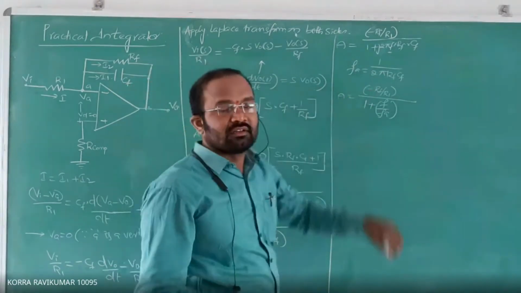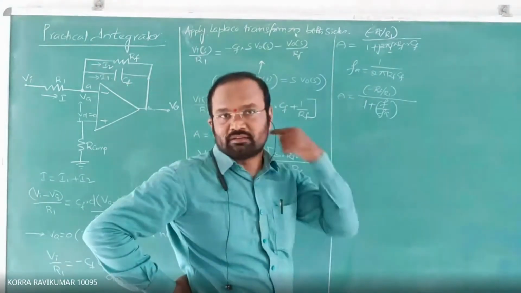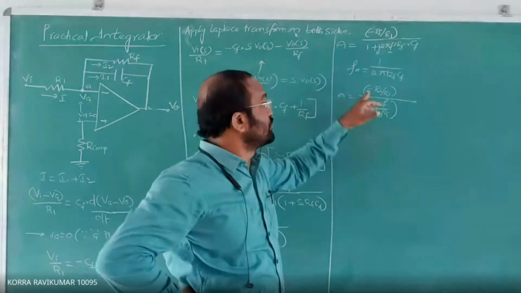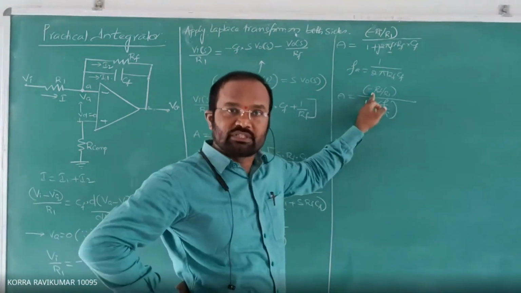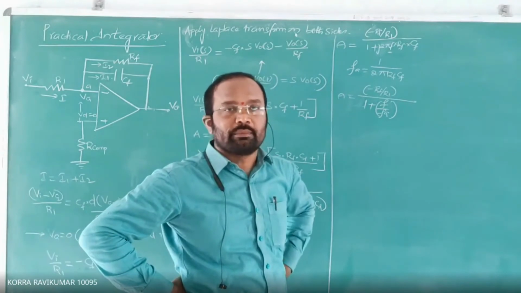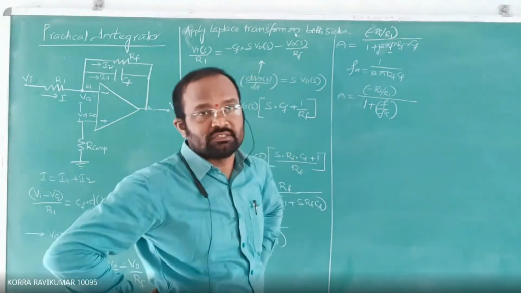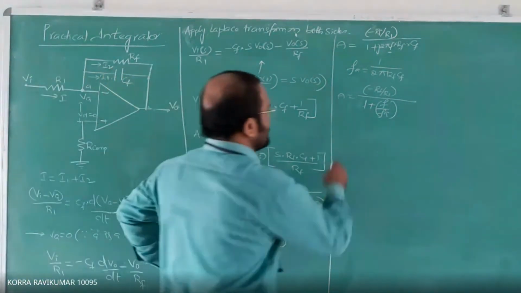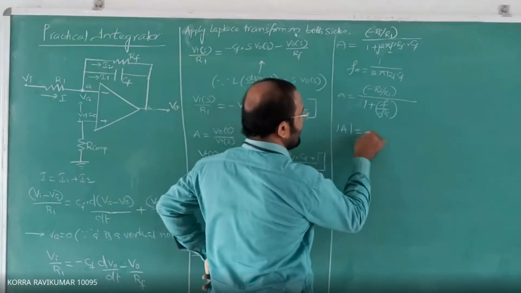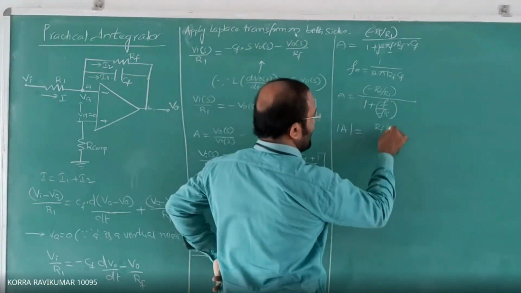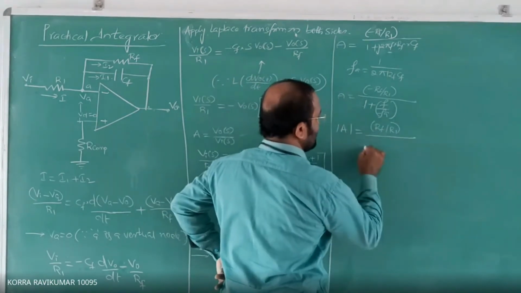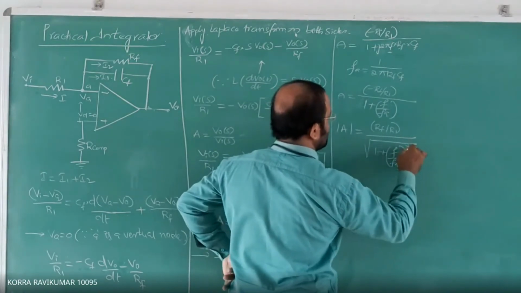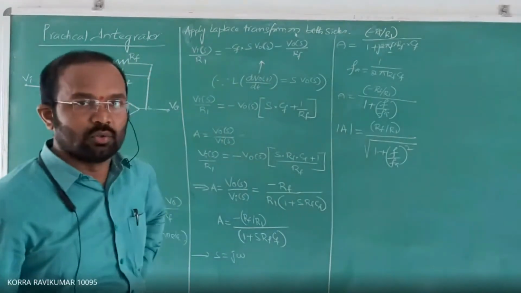Here in the numerator, there is a minus symbol. We have to remove that. To make this negative become positive, what do we have to do? Apply the magnitude, the modulus, on both sides so that the expression becomes mod A. A means gain, which is equal to Rf by R1 divided by square root of 1 plus (f by fa) whole square.